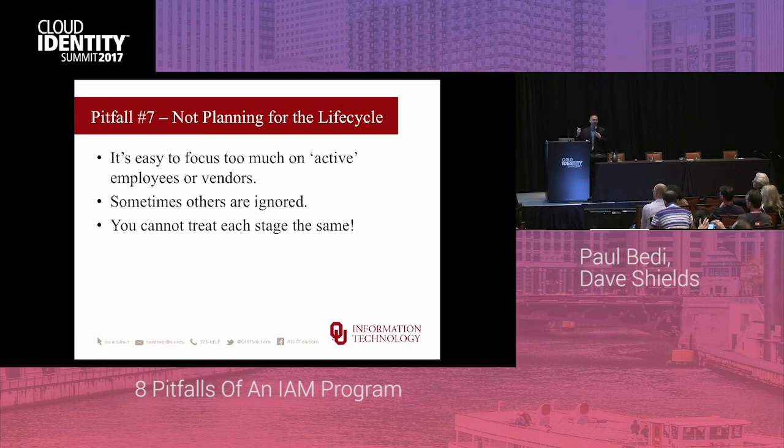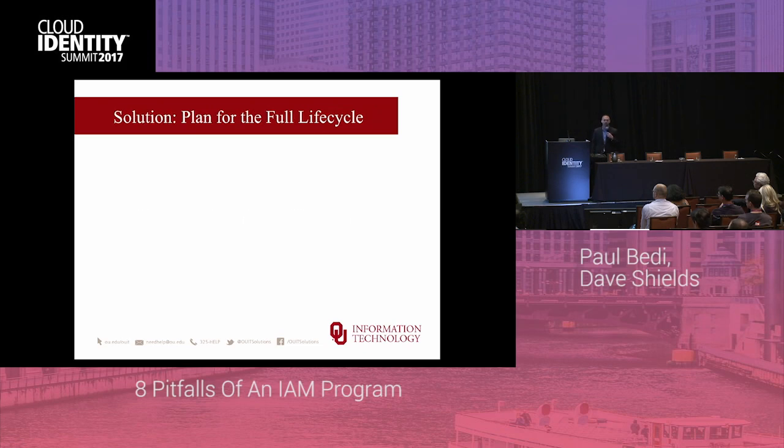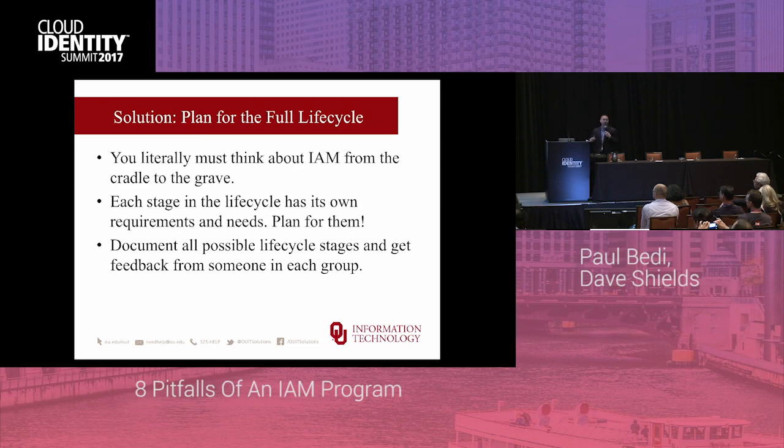That's the next one. It's easy to focus too much on what's happening right now and what's active, but that isn't the end. You may have other things that are ignored. You cannot treat each stage in your life cycle of an identity the same. And this is especially important for the university environment. In our mind, we had to make sure about thinking things literally from the cradle to the grave, because in the university, that's what we dealt with. Every stage in that life cycle has its own things it needs to do, its own requirements. You got to make sure you plan for those. And then document those life cycle stages as best you can so you know what you're going into.